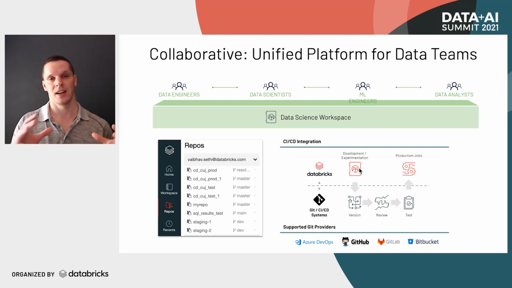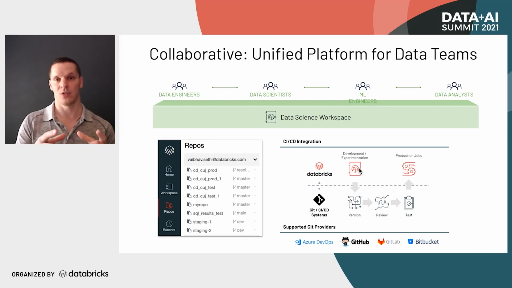And of course, during experimentation, you can iterate fast on your code, but for production workloads, ideally you want to check it into Git repositories. So we provide a native integration through our new repos feature with the most popular Git providers, that allows you to check in the code into your Git repository and pull changes from Git and integrate it with your CI/CD systems.